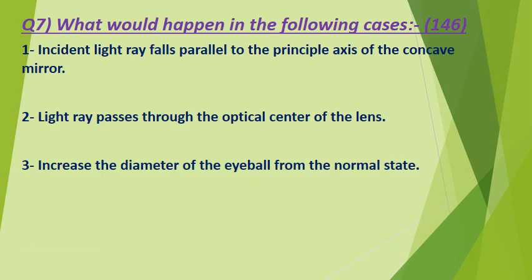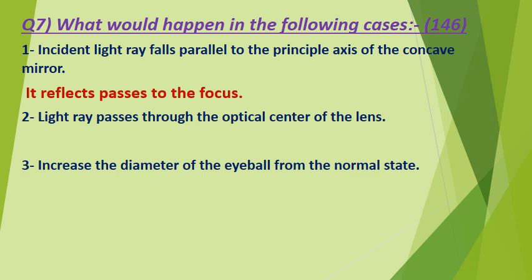Okay, let's see the next one. So number 1, what would happen in the following cases? In your booklet, page 146, incident light ray falls parallel to the principal axis of the concave mirror. When the incident light falls parallel to the principal axis, it reflects, and I said reflects as he asks you about the mirror. So the answer will be it reflects, passes to the focus, right?